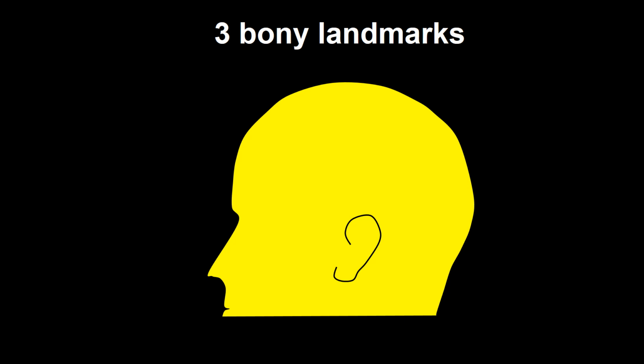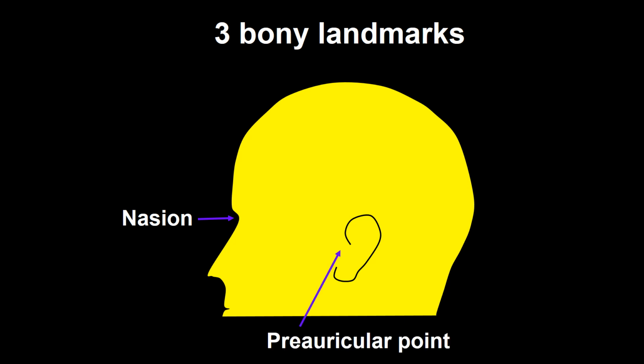The process starts by finding three bony landmarks. These landmarks are the nasion. The nasion is the indentation between the forehead and the nose. The preauricular point. The preauricular point is the indentation just above the tragus. And the inion. The inion is the ridge of the knob that you feel as you move your finger up through the midline region of the back of the neck.